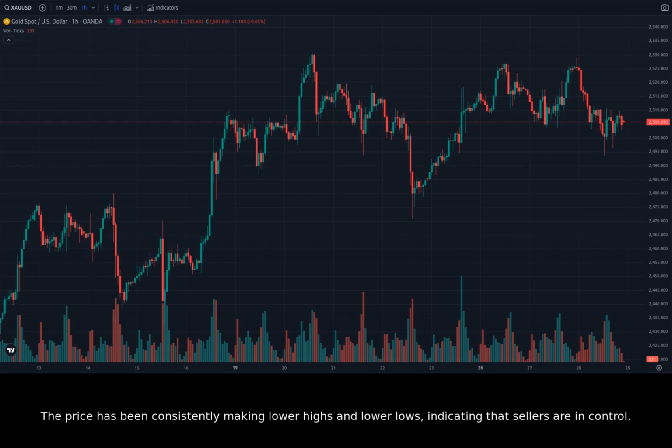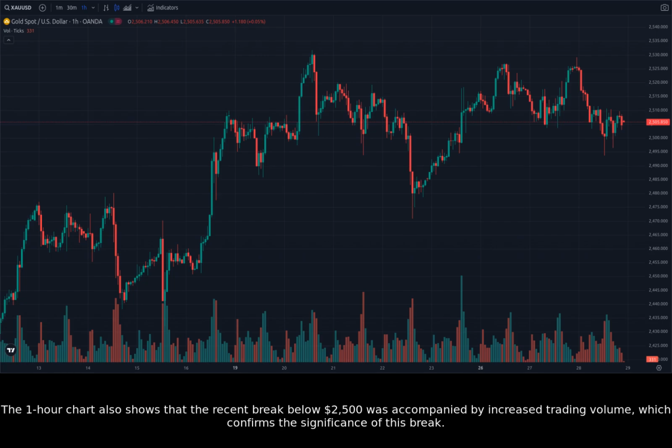The price has been consistently making lower highs and lower lows, indicating that sellers are in control. We can also see that the recent decline has been relatively steep, with the price falling quickly from the $2,500 level. The 1-hour chart also shows that the recent break below $2,500 was accompanied by increased trading volume, which confirms the significance of this break.